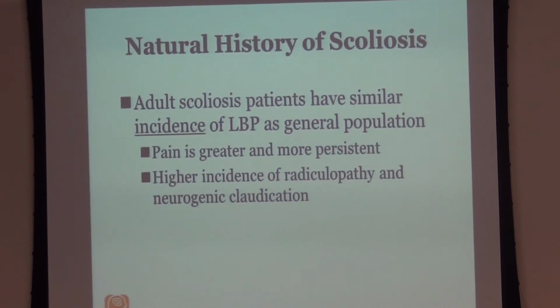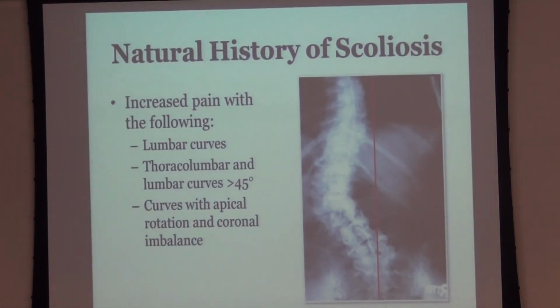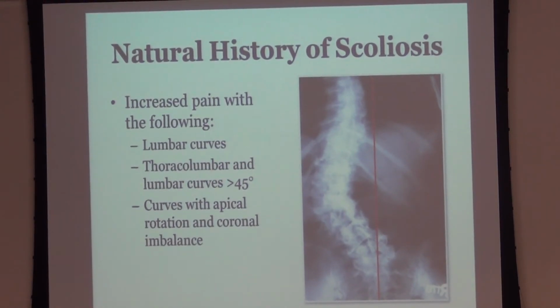But the key component of it is the neural compression and the neural issues that come in as the deformity worsens and the stenosis worsens over a period of time. So again, we see that in the evidence because of the higher incidence of radiculopathy and neurogenic claudication that we start to see in these patients. Again, the lumbar curves are more prominent, and they are the majority of the older patients that we deal with, which causes much more pain and discomfort, more stenosis, more difficulty with their gait, and so on and so forth.